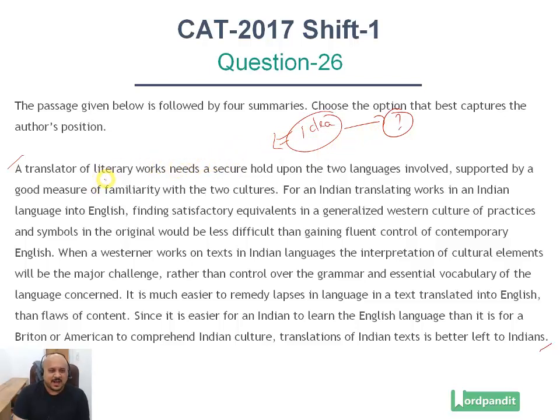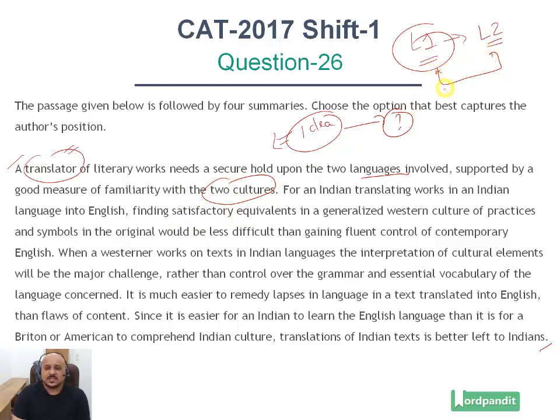Let's understand this paragraph. A translator of literary works needs a secure hold upon the two languages involved. Now, common sense, when you translate from language 1 to language 2, that's what a translation is. Supported by a good measure of familiarity with the two cultures. So remember, when you translate something, it's not only about the meaning but the intent as well, and that is why you need to have an understanding of the culture.